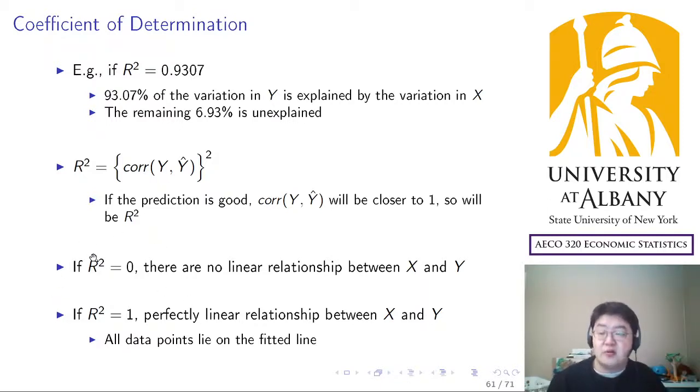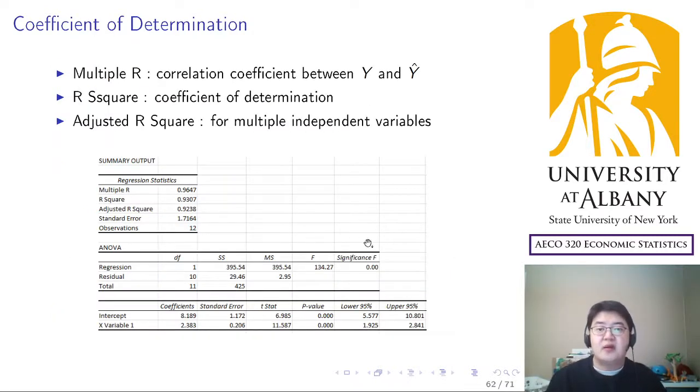So remember, R square is a percentage. It always lies between 0 and 1. Closer to 1 means the model explains better, and closer to 0 means the model is not explaining anything. And here I just explained.